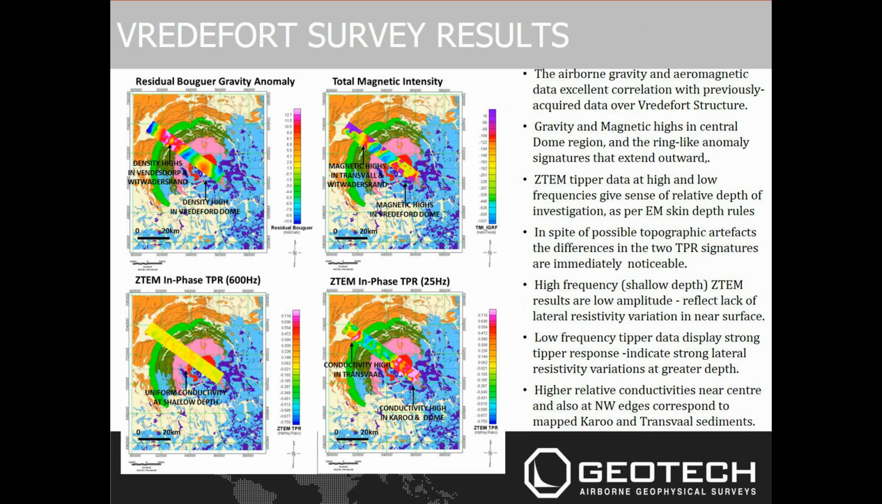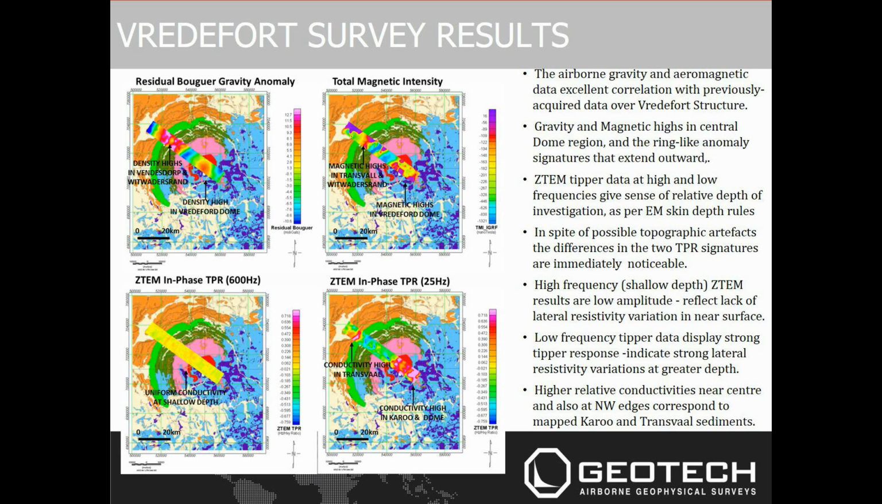So this slide shows the test results over the known geology. The airborne gravity and aeromagnetic data show excellent correlation with previously acquired data over the Vredefort structure. The gravity and magnetic highs in the central area, as well as the ring-like structures that extend outward.